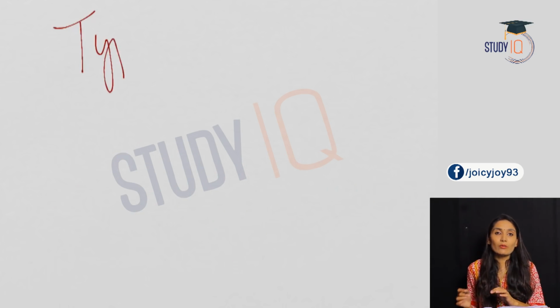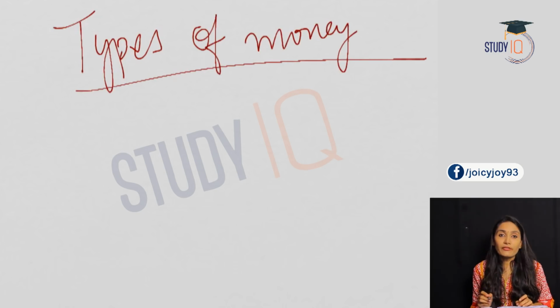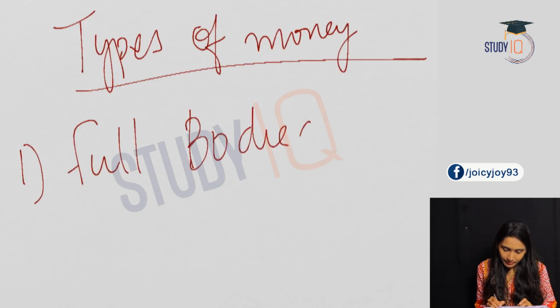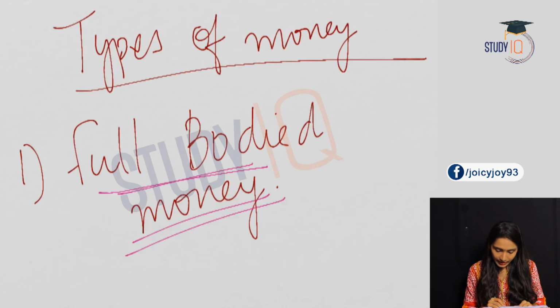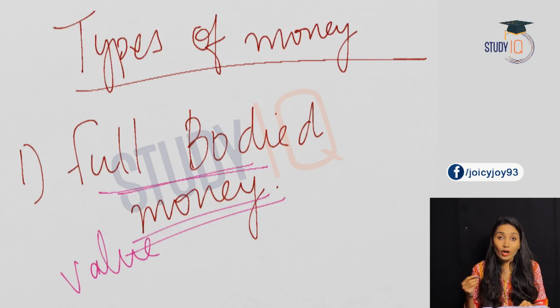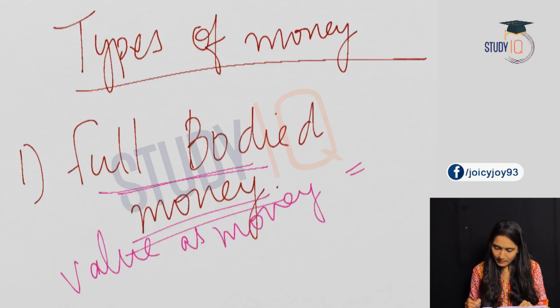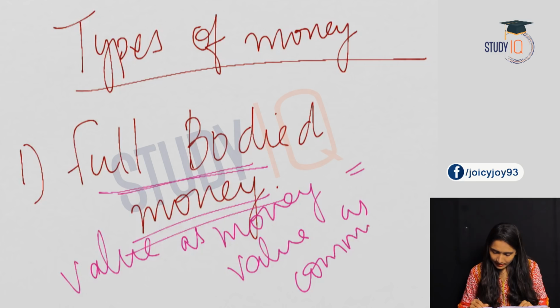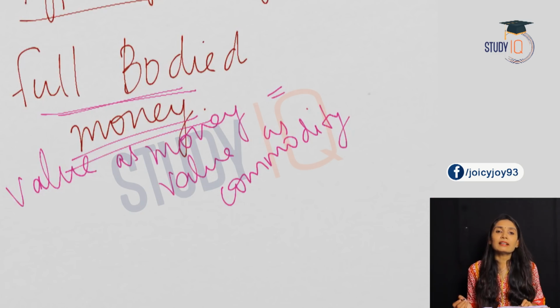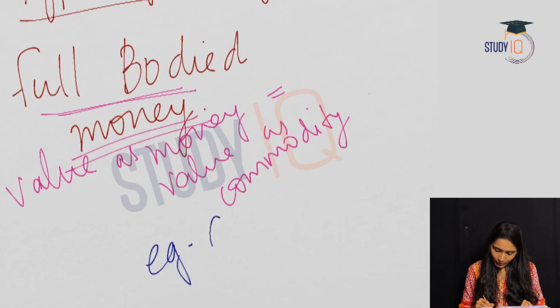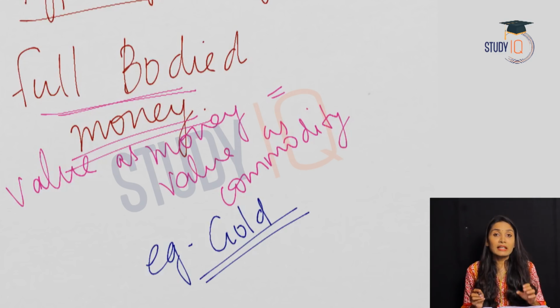Now let us quickly see what are the types of money. The first type of money is full-bodied money. In the case of full-bodied money, the value as a currency or as money will be equal to the value as a commodity. Value as money will be equal to value as commodity. For example, earlier we had gold coins or gold currencies. Which means if that particular currency is a 500 rupee coin, the value of that coin as a commodity also will be equal to 500 rupees.